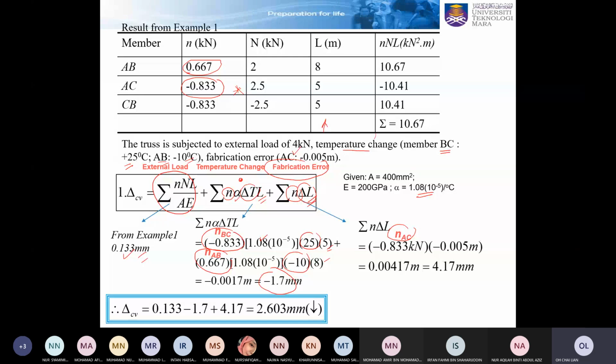So the change in length is negative 0.005 meter because it is shortened, fabricated shorter than the initial, so you use a negative. If it is longer than what it is meant to be, then it is positive. So now you get this 4.17 mm. You need to sum up all these factors: one due to loading, due to temperature change, and due to fabrication error, and this will be the final 2.6 mm downward, the vertical displacement.